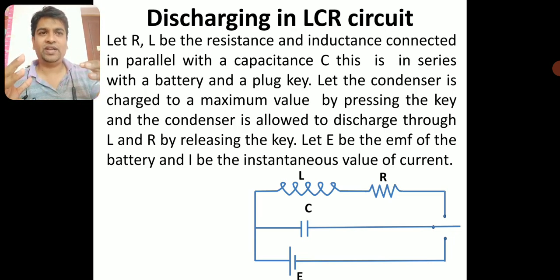At any point of time t, if I look at the current in the circuit, it will be I. I is the instantaneous current. And if I look for the charge in the circuit, the instantaneous charge will be Q. The charge on the capacitor at any point of time t is Q.